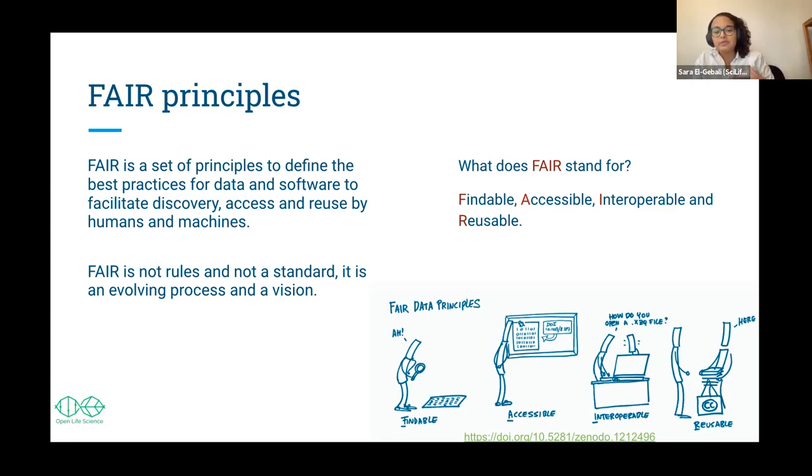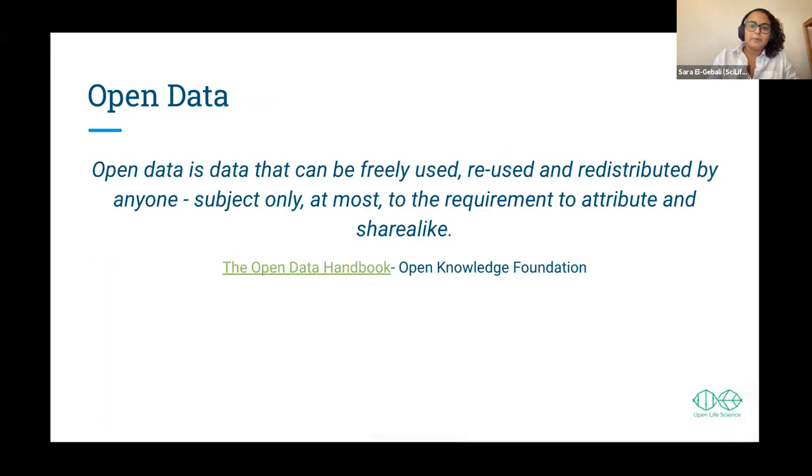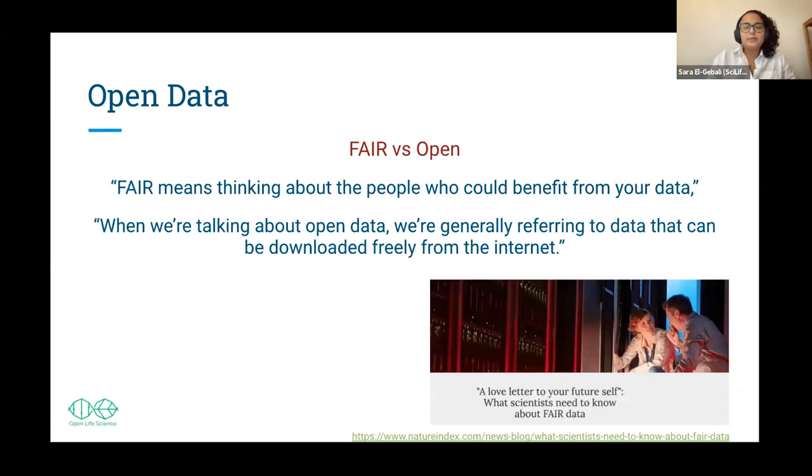Finally, we come to reusable. So essentially, everything you do in the findable, accessible, interoperable part, the ultimate aim of it is to make it reusable for, again, yourself and others. How does that differ from open, though? The agreed upon definition here is that open is the data that can be freely used, reused, and redistributed, subject only to the requirements of attribution. So in practical terms, FAIR means thinking about the people who could benefit from your data, and again, yourself included.